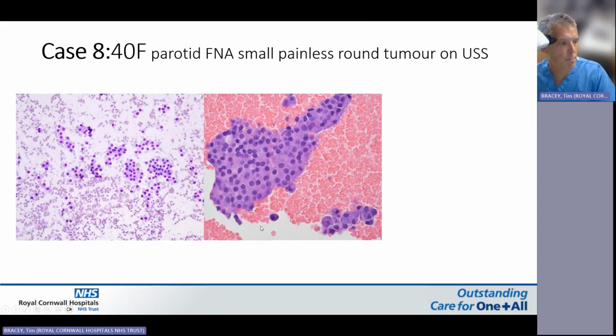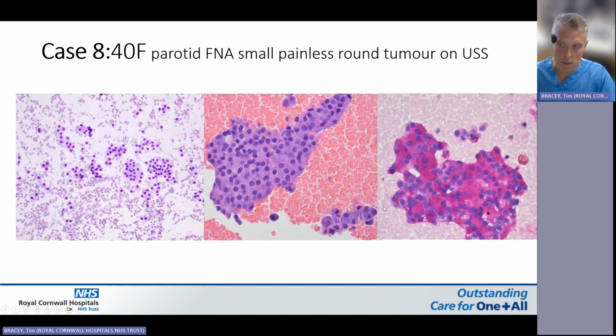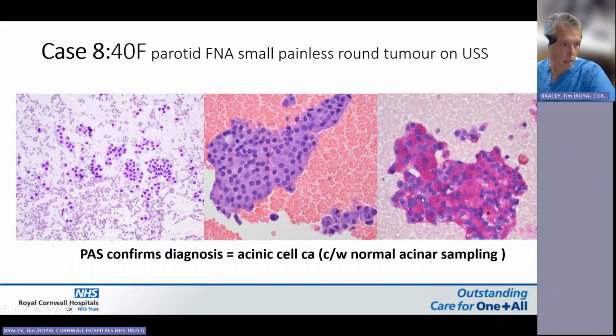This is another FNA, which was from a 40-year-old female, a small painless round tumor on ultrasound. I must admit, when I look at this, it reminds me of follicular cells from a thyroid FNA. If you look a bit higher on the clot preparation, you just get the impression the cytoplasm is quite granular on these. And in fact, here you can see zymogen granules. So I hope you're thinking that you would do a PAS stain and identify the zymogen granules as being positive, and this is acinic cell carcinoma.